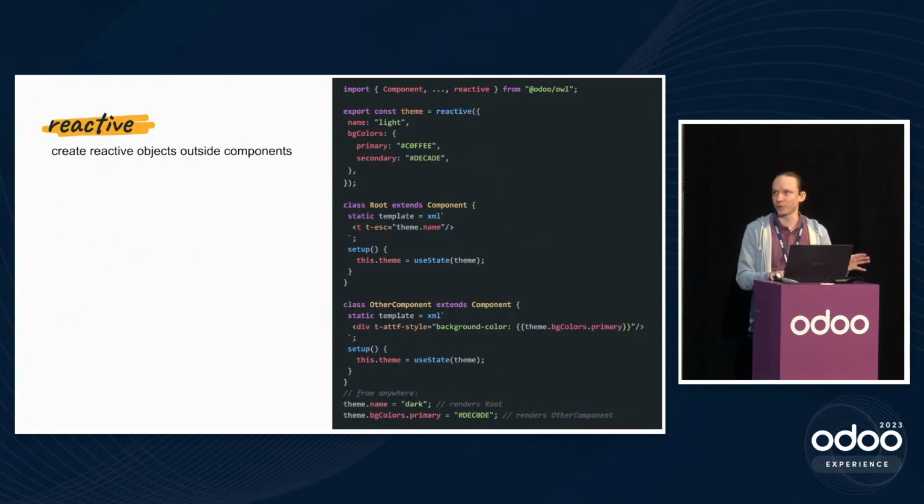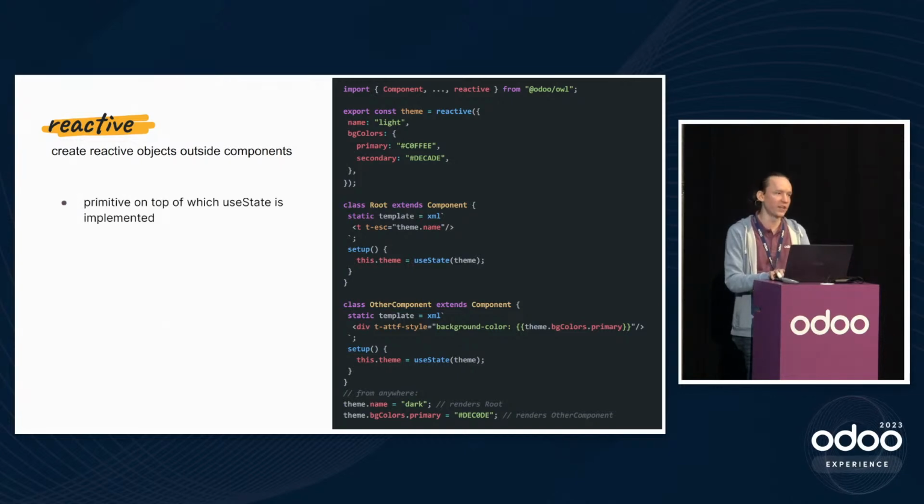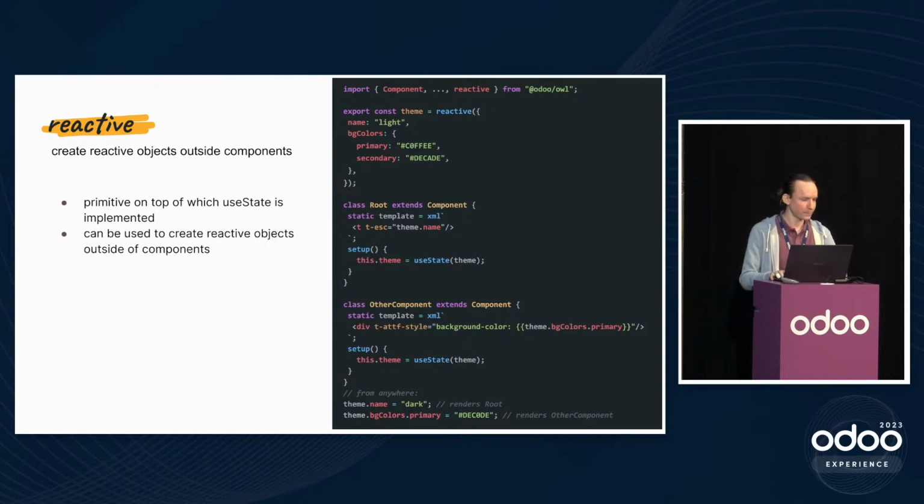The last thing that I want to talk about is the reactive function. It's a function that's exported by OWL. It's the primitive on top of which all of the reactivity system is built, and that includes useState. So useState is just some function that calls reactive and ties it to the current component. It can be used to create reactive objects even outside of components, so that's something that I haven't talked about yet, but reactive objects are not really tied to the component system inside of OWL.